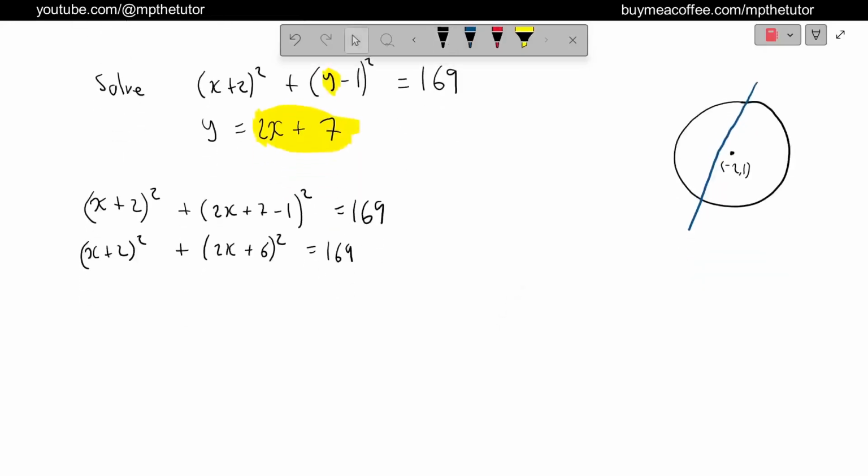What we're then going to do is expand out those brackets. So we have an x and a 2, an x and a 2. That gets you x squared. That's a 2x, another 2x, and a 4.